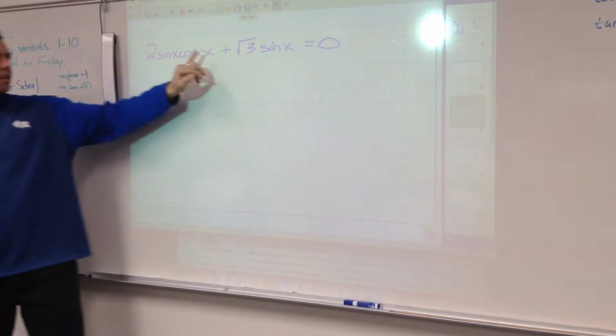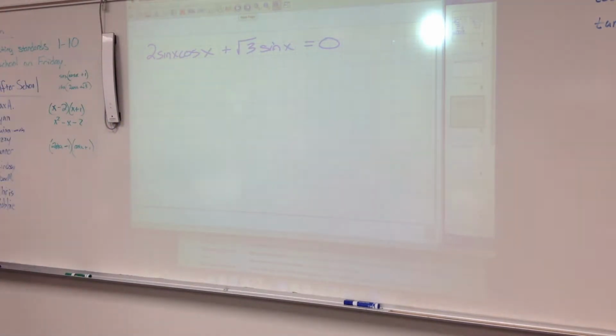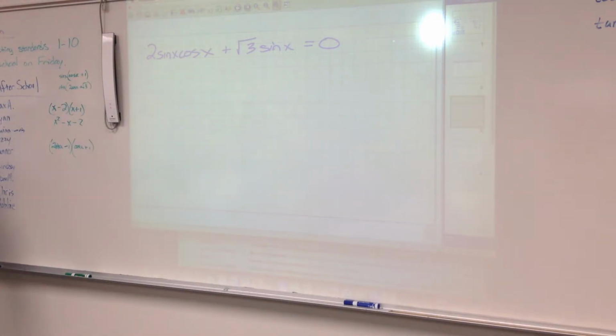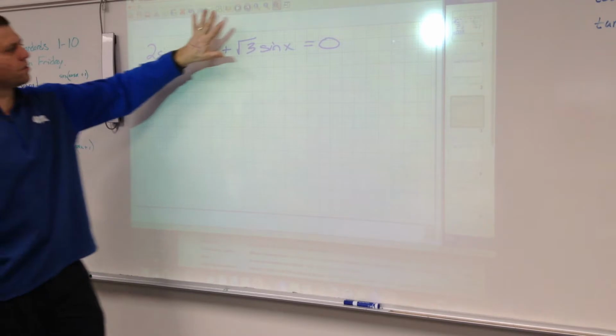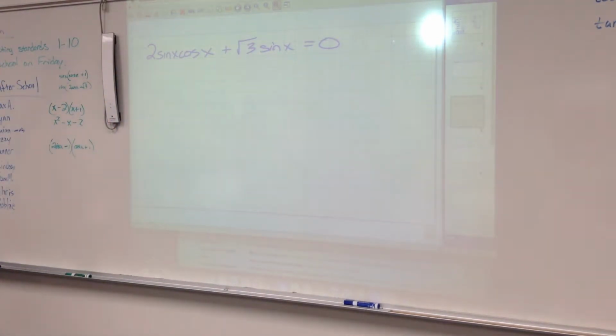2 sine x cosine x plus root 3 sine x equals 0. Once you start seeing multiple terms with multiple trig functions, I would see if I could factor this at all. I would see if there's anything the first term and the second term have in common that I could pull out as the greatest common factor.